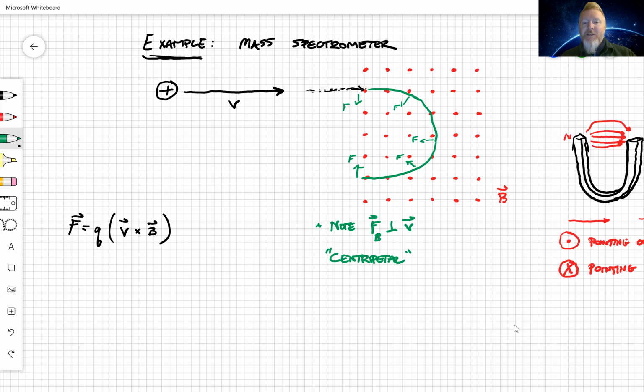So magnetic forces are centripetal on moving charges, and therefore the magnetic force will do no work. Oh, I guess if I were going to say F_B, I should say it does no work. No work can be done by the magnetic force. I want you to think about that for a minute. The B field does no work.